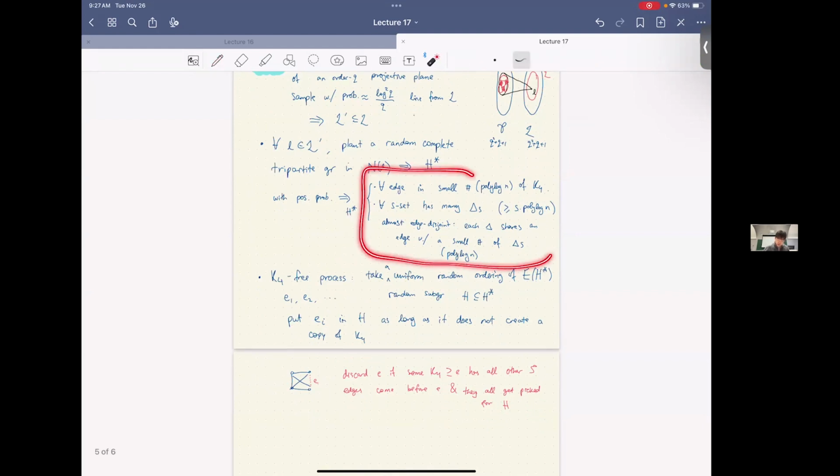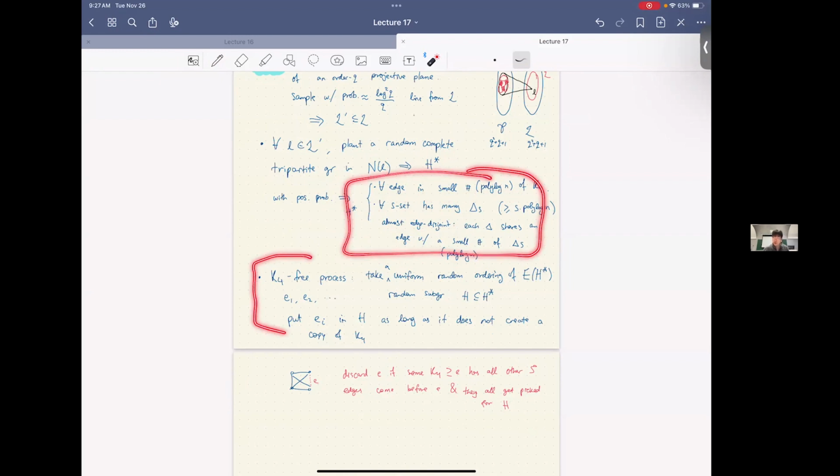If I have time, I will prove some part of this, how this property can hold with positive probability in H star. If there's no time, I will leave it for you to fill in this detail. And so let's assume this and try to carry out the K4-free process. Let's write down precisely what these two properties mean.